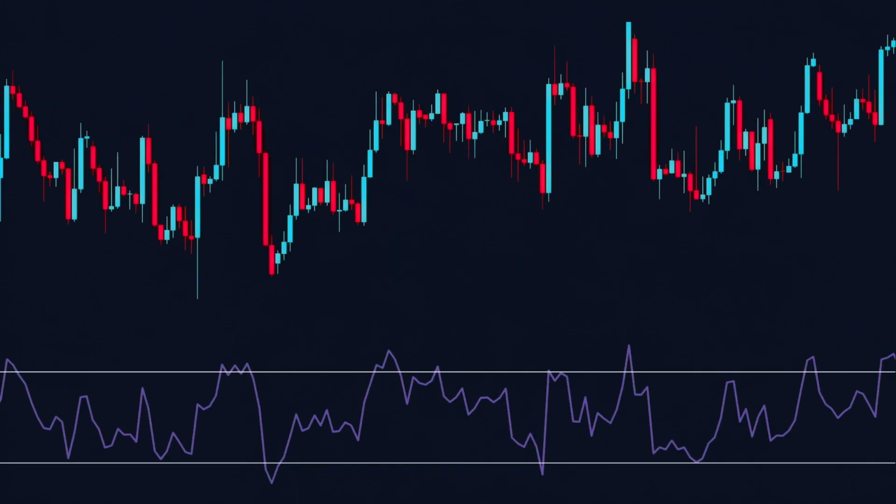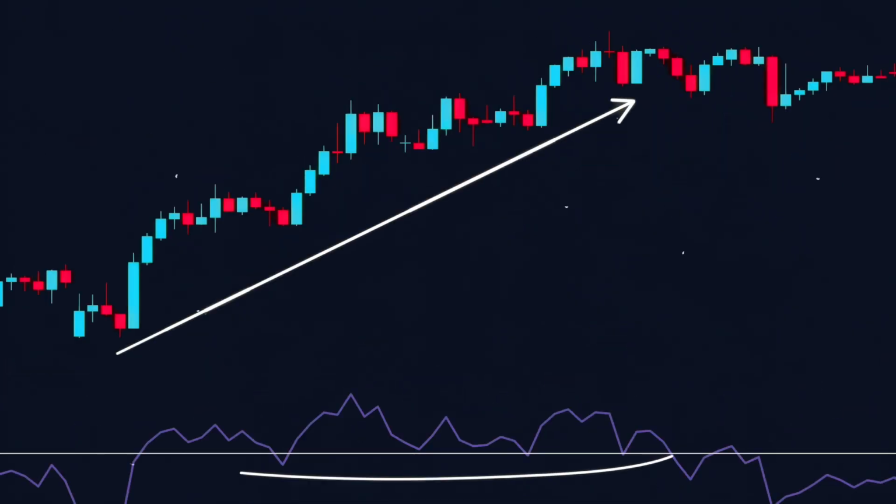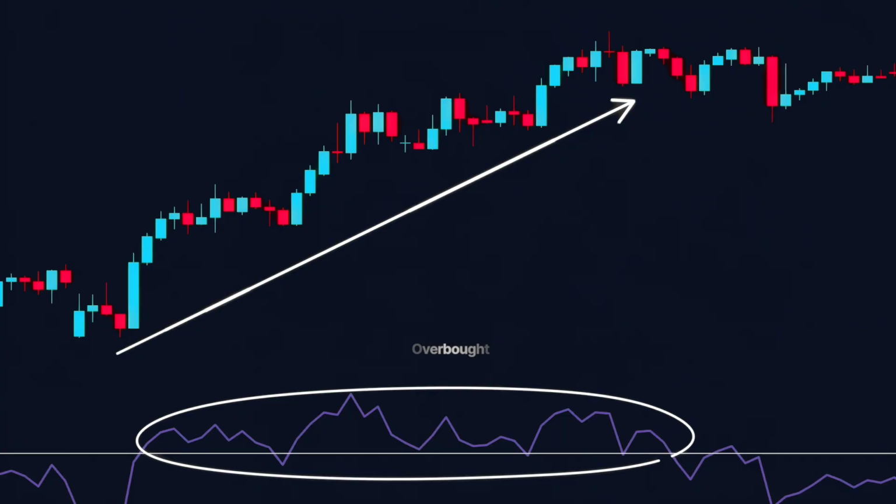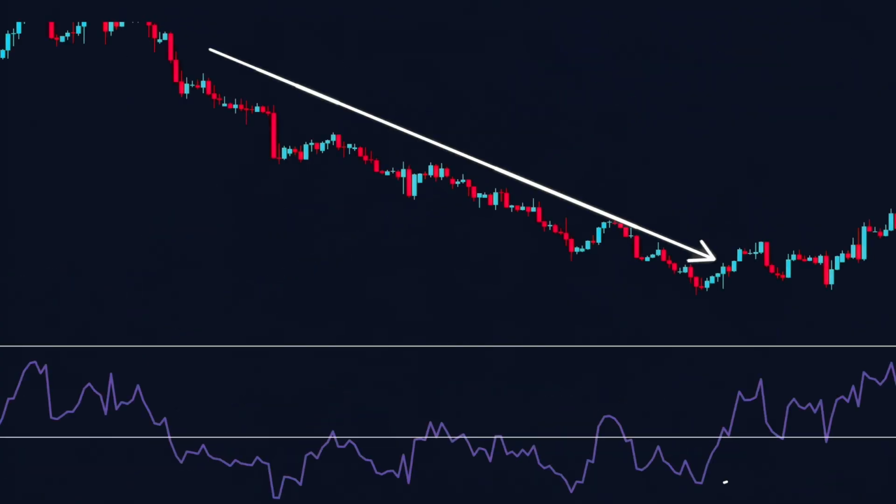To make finding these divergences 10 times easier, you can use a free divergence indicator on TradingView, such as the CSRS indicator, which will automatically highlight these patterns on your screen.